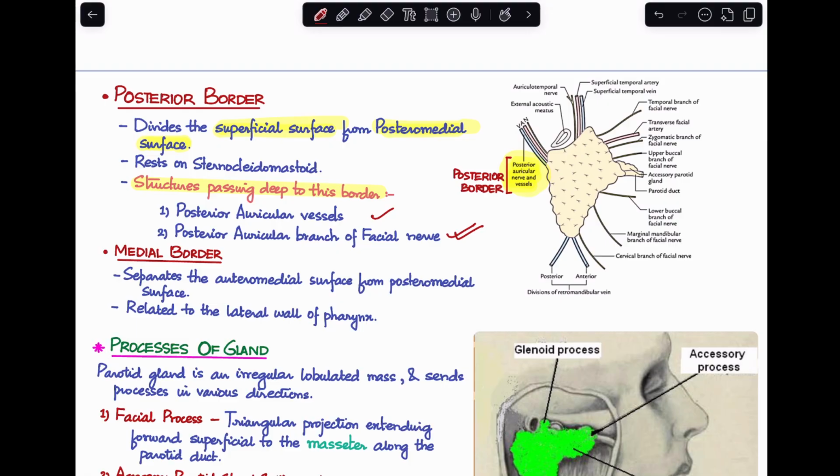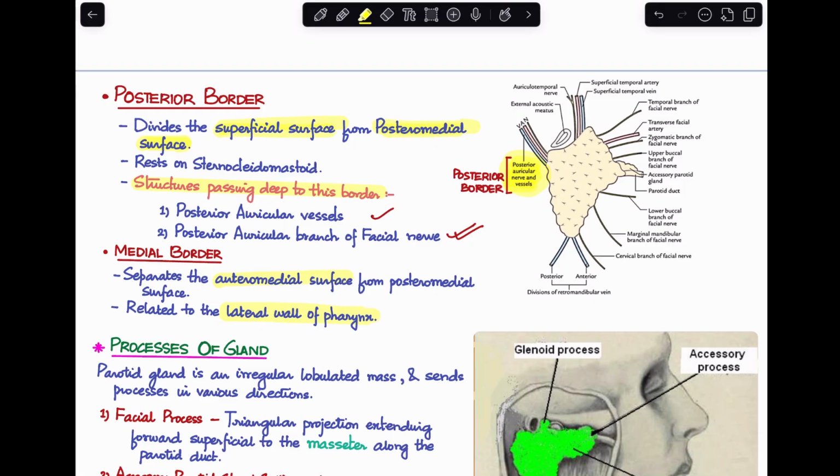Lastly is the medial border. You cannot obviously see it in this image. The medial border is dividing the anteromedial surface from the posteromedial surface, and this is related to the lateral wall of the pharynx. So sometimes you'll see that in a case of swelling or an abscess formation in the lateral wall of the pharynx, like a parapharyngeal abscess, for example, you can end up having a parotid swelling as well.